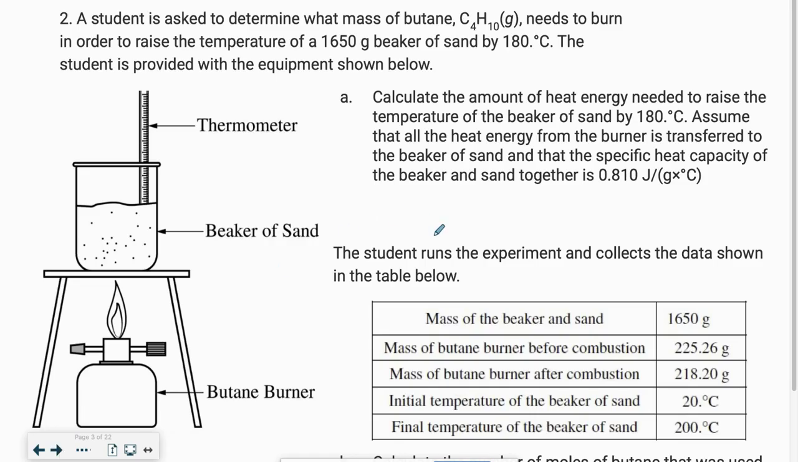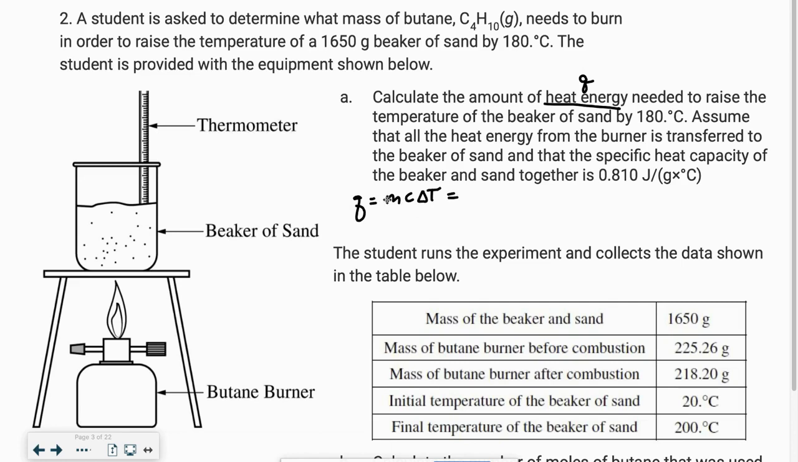Then we did this FRQ, and I'll go through this briefly. This FRQ is an actual FRQ from the AP exam. And we have this setup where a beaker of sand is being heated by 180 degrees Celsius. So we're increasing the temperature by that much. And so in part A, they asked for the amount of heat energy. So this is Q. So use our favorite Q equals mcΔT equation.